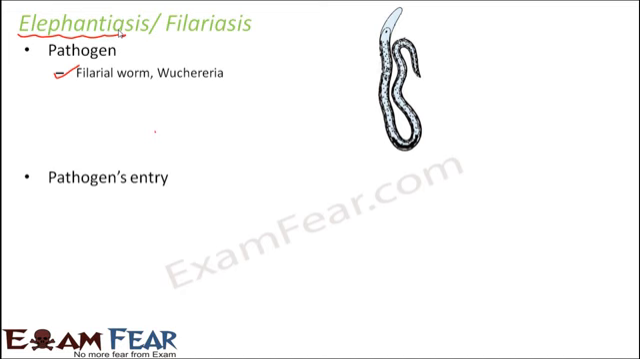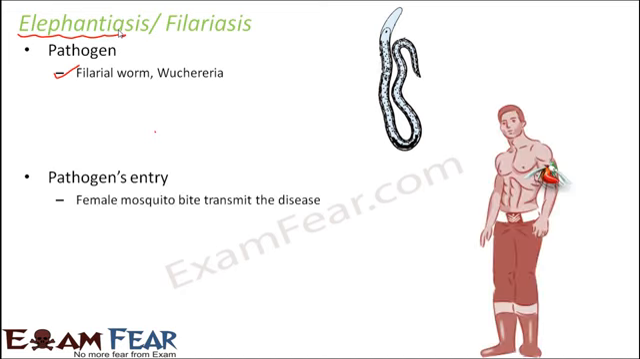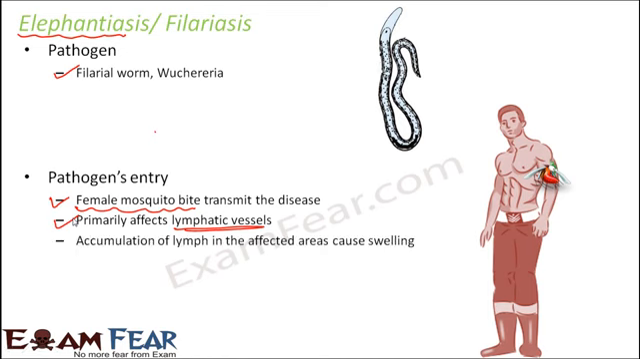Now how does this pathogen, the filarial worm, enter inside the body? The female mosquito bite transmits the disease. Here also there is a female mosquito involved, and it acts as the transmitting agent, like in the case of malaria. It primarily affects the lymphatic vessels, and that is why the lymphatic vessels tend to swell up, and they get swollen so much that the entire part of the body gets swollen so badly.